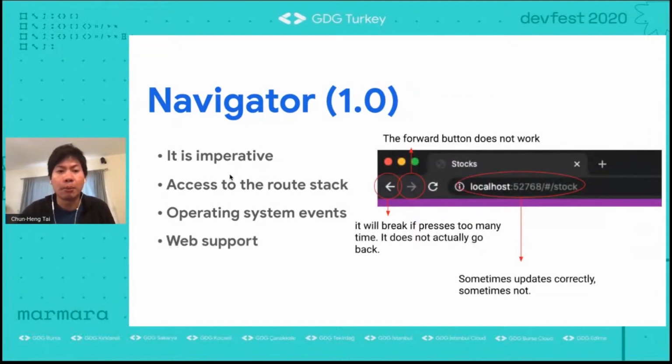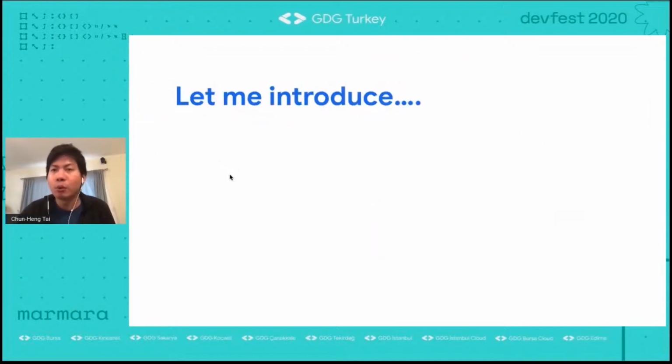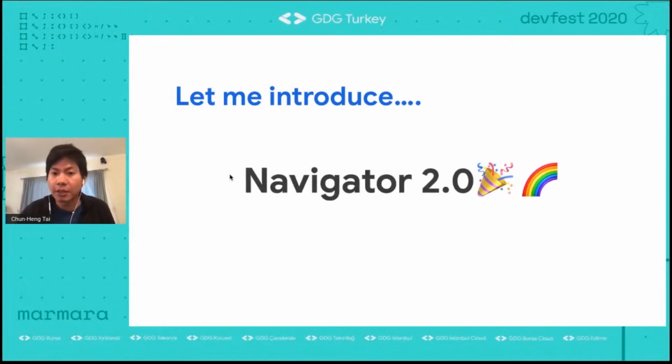Lastly, the web application is a bit fragile. If you try to run Flutter on web, the browser's back and forward buttons will not work properly. So with those issues in mind, we want to introduce a new API to solve the issue. That is the Navigator 2.0.